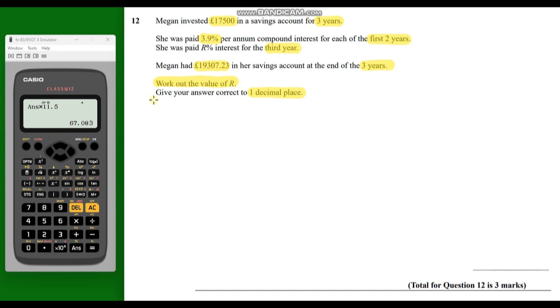Okay, so she invested £17,500 in a savings account for 3 years. Now, for the first 2 years, she was paid this amount of interest. So we can work out how much money she's got in her account at the end of the 2 years by multiplying this by 1.039. That would be at the end of 1 year. So if we do that squared, that would be at the end of 2 years. So first of all, let's type this into our calculator.